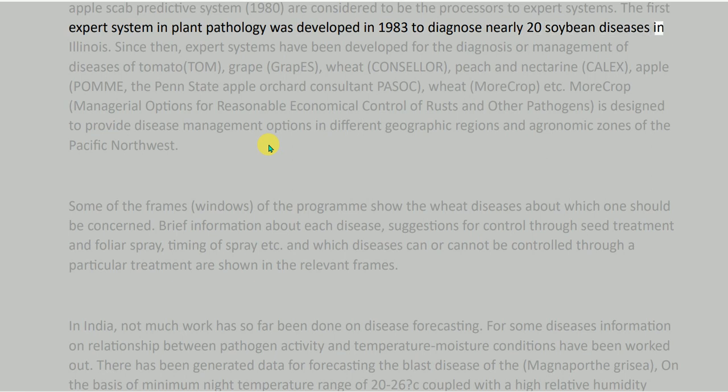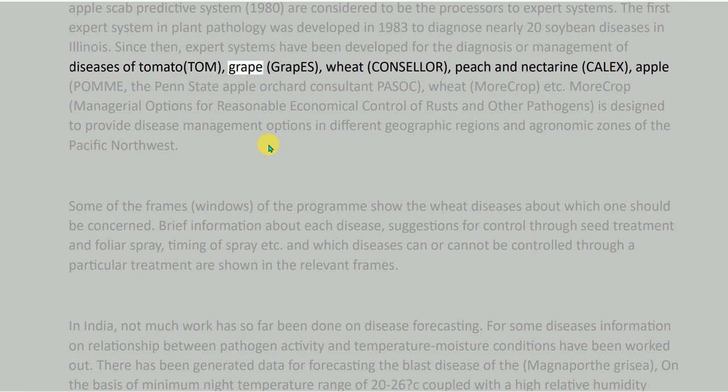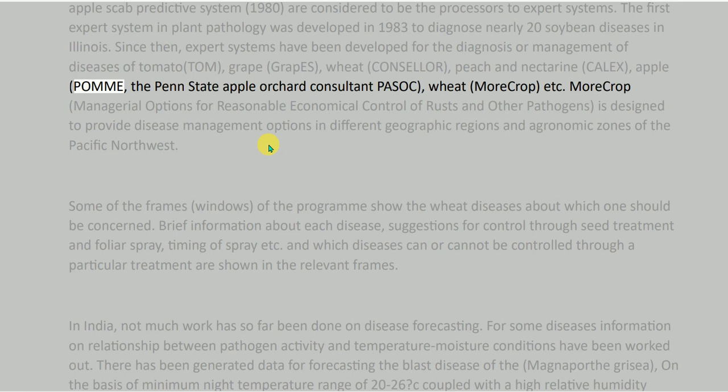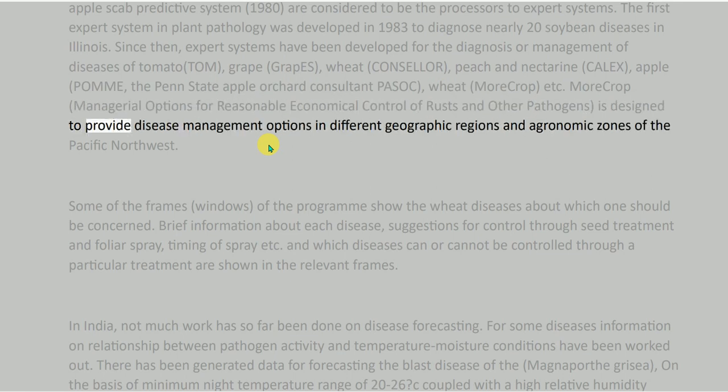Since then, expert systems have been developed for the diagnosis or management of diseases of tomato, grapes, wheat, peach and nectarine, apple, the Penn State Apple Orchard Consultant PAOC, wheat, MORECROP, etc. MORECROP, managerial options for reasonable economical control of rusts and other pathogens, is designed to provide disease management options in different geographic regions and agronomic zones of the Pacific Northwest.